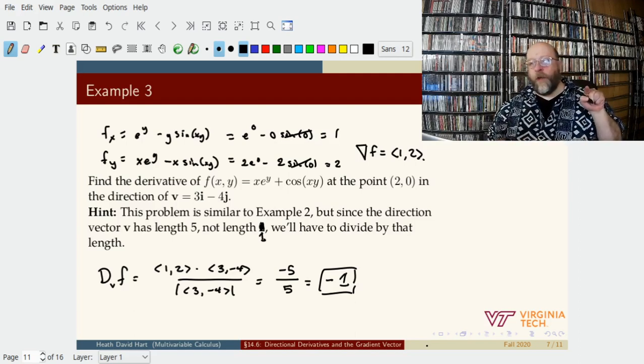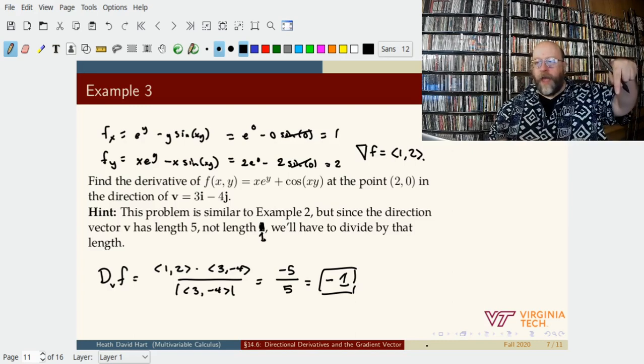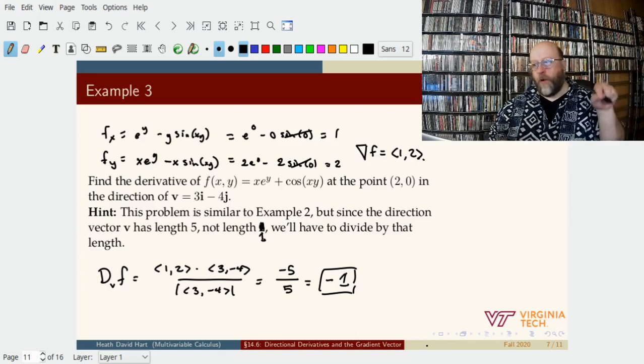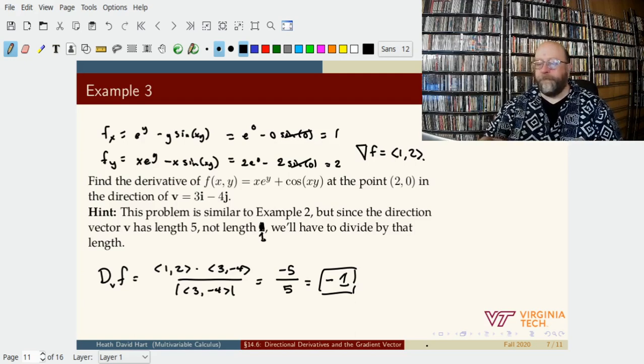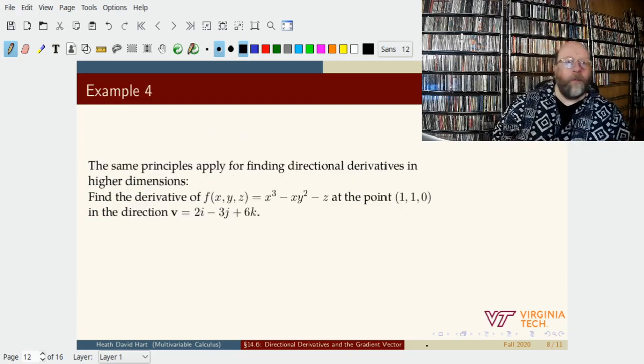So if we're walking forwards in the v direction, the elevation is going downhill as we walk forwards at a rate of 1 meter for every meter we travel. Okay? Let's keep going. Number 4.